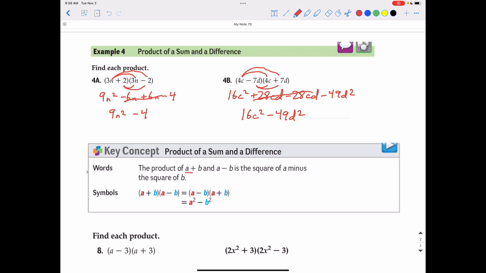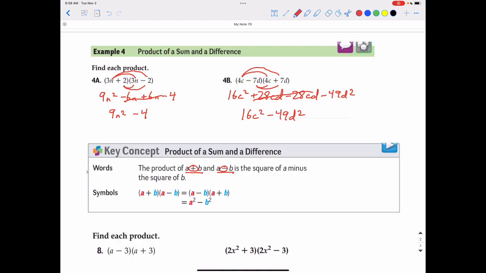So if you have the exact same terms, but one of them is plus and one of them is minus, the shortcut is we just square the first term and square the last term. We don't have to do the insides or the outsides because they're going to cancel each other out. So recognizing on number 8 down here that we can use the product of sum and difference, because if we do the full double distribute, the middle terms are going to cancel each other out. The shortcut method would be just to multiply the first terms and multiply the last terms.